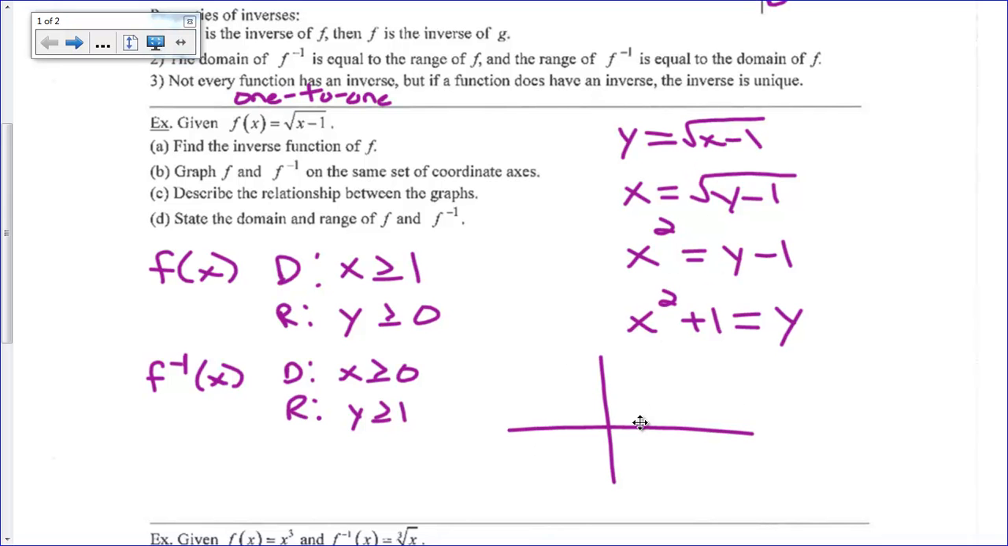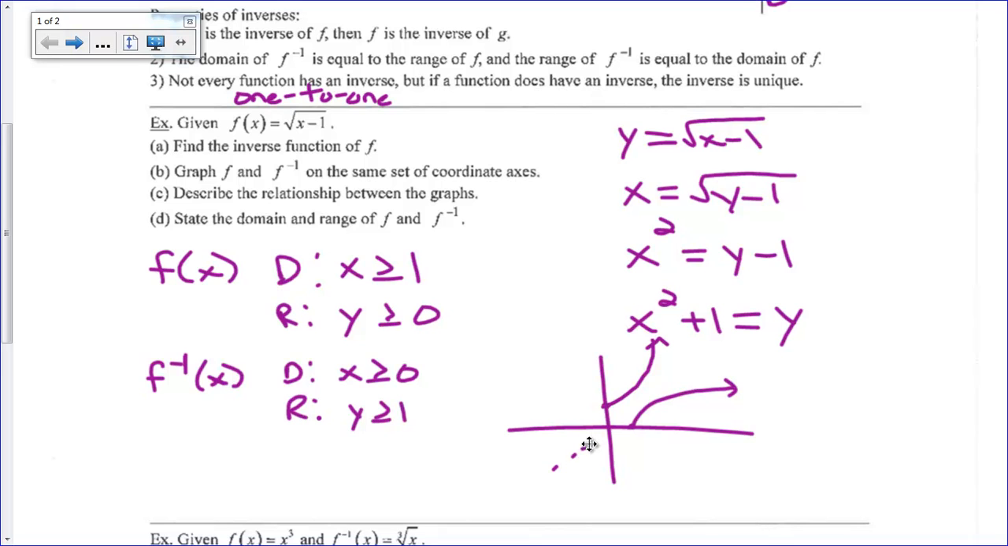The square root of x minus 1 is a square root function shifted right 1, and it looks something like that. Now, x squared plus 1 in its pure form is a quadratic both left and right, but we have to be careful with our domain. Our domain is only x is greater than or equal to 0 because it came from the range of f. The inverse's domain will come from the range of f, and so we only want to graph the right-hand side of the parabola. We don't graph anything over here because this graph didn't exist down here at all.